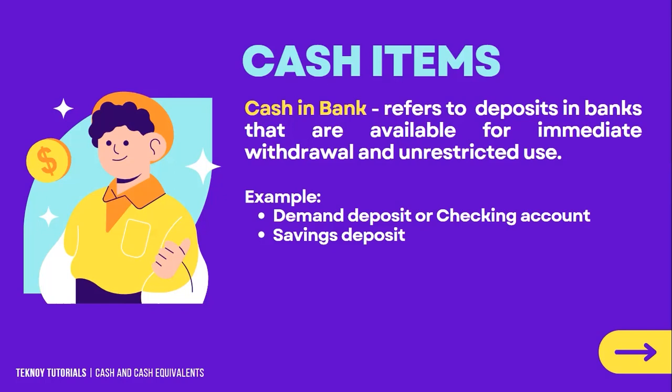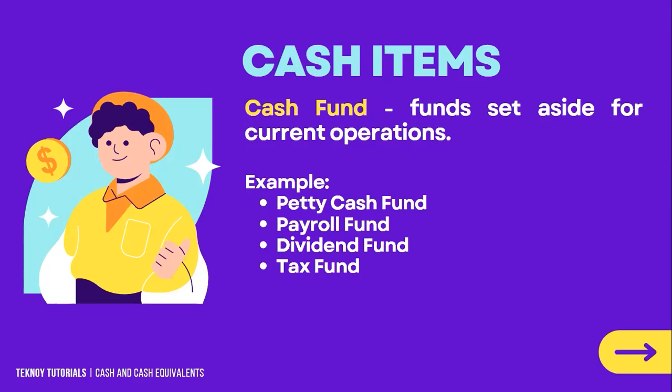We also have cash funds or working funds as part of the items included as cash. Cash funds are funds that are set aside for current operations. Examples are the following: petty cash fund, payroll fund, dividend fund, and tax fund. All right, I hope you grasp the basic concepts as well as the items that belong to cash.